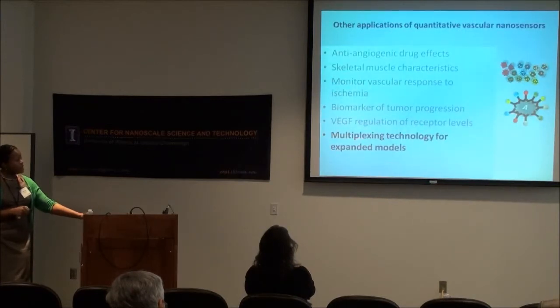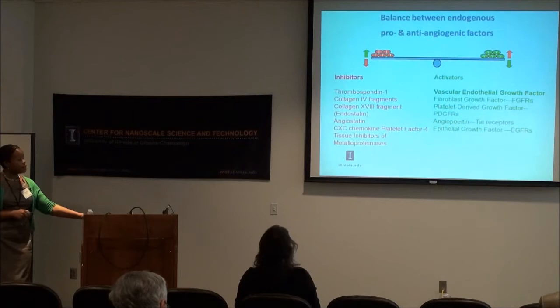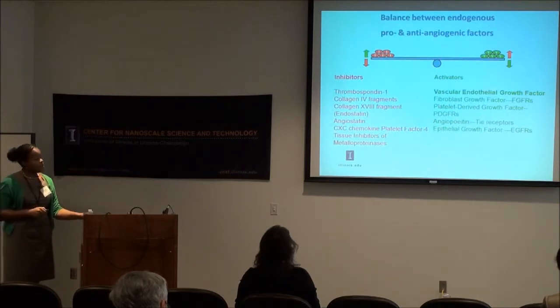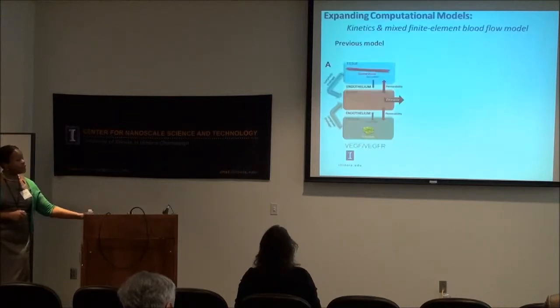And then finally, this type of quantitative approach can be used, basically multiplexed, to better understand these models and to expand our computational models. I speak of VEGF as the primary molecule involved in angiogenesis, but of course there are a number of other molecules involved in this process: PDGFs, angiopoietins, thrombospondin. And understanding many of these other receptors will again allow us to create models that are more physiologically accurate.